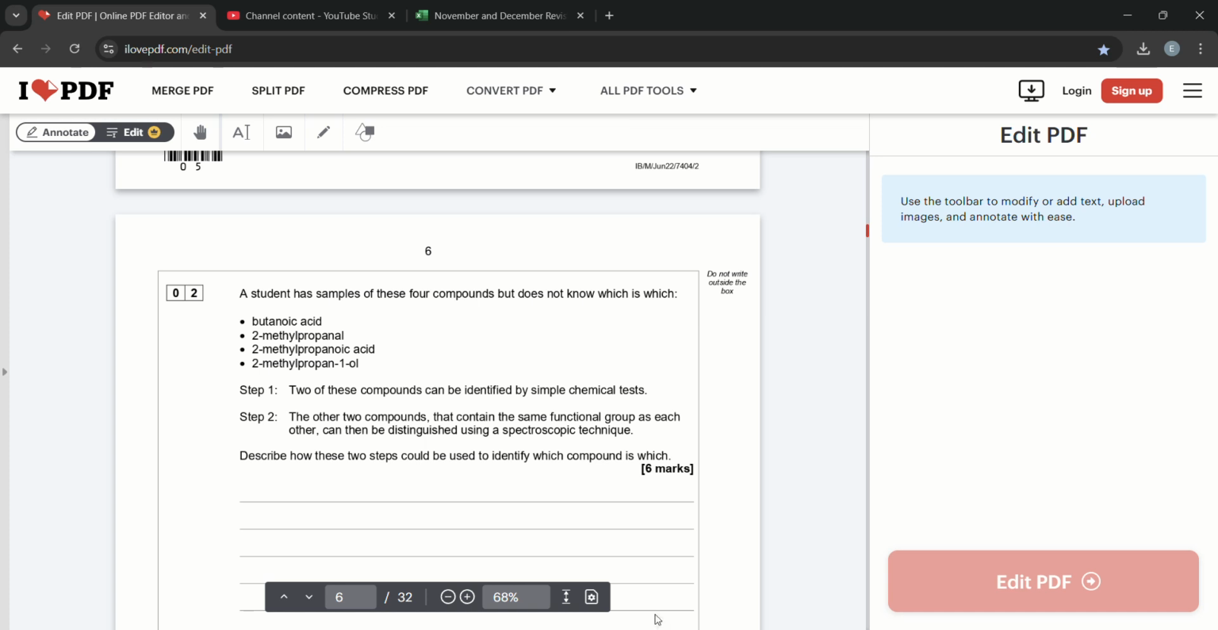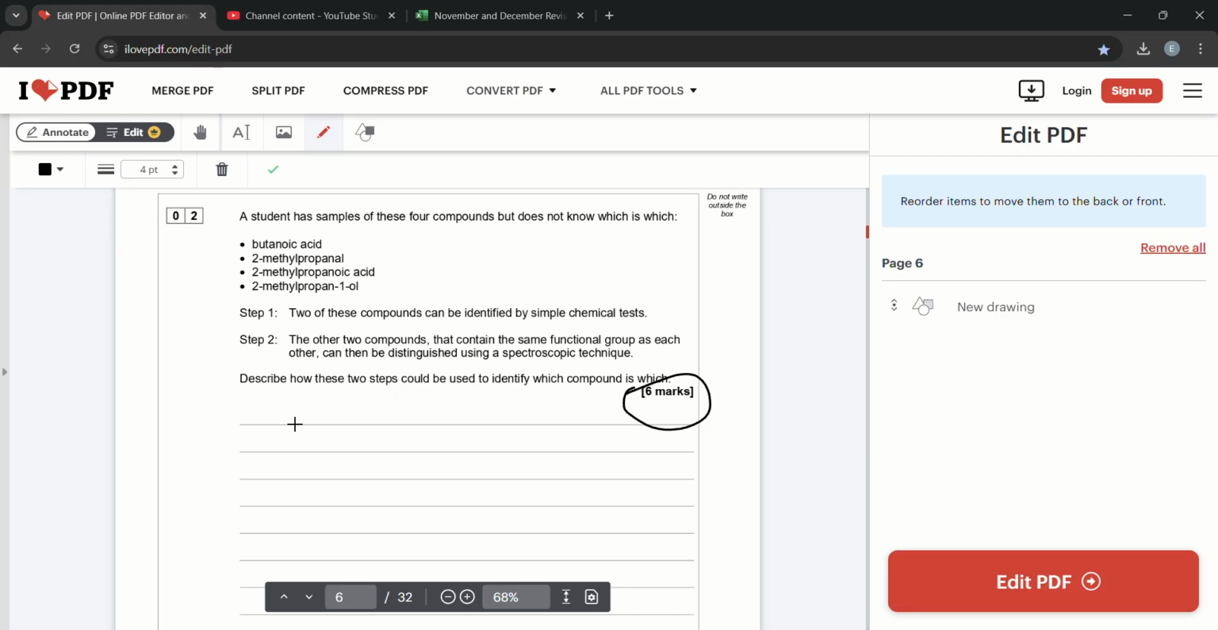Question 2. A student has samples of these 4 compounds but does not know which is which: butanoic acid, 2-methylpropanal, 2-methylpropanoic acid, 2-methylpropanol. Step 1, 2 of these compounds can be identified by a simple chemical test. Step 2, the other 2 compounds that contain the same functional group as each other can then be distinguished using a spectroscopic technique. Describe how these 2 steps could be used to identify which compound is which for 6 marks.